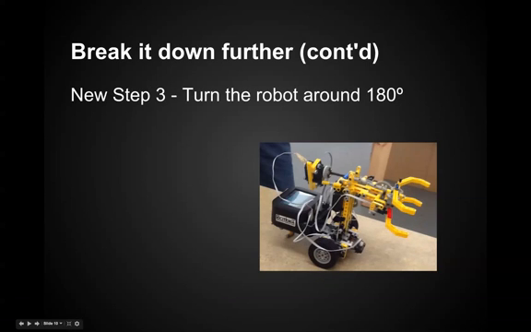Step 3, turn the robot around 180 degrees. You'll note this is a new step 3. It wasn't in our original. But as we start breaking down our ideas, we might discover, how did we get from step 2, pick up the object, to step 3, return to the start line? Well, first we've got this gap where our robot isn't facing in the right direction for driving. And while we could drive it backwards, we've designed our robot so that it can see going forwards. So we need to turn the robot around 180 degrees, and that becomes our new step 3.